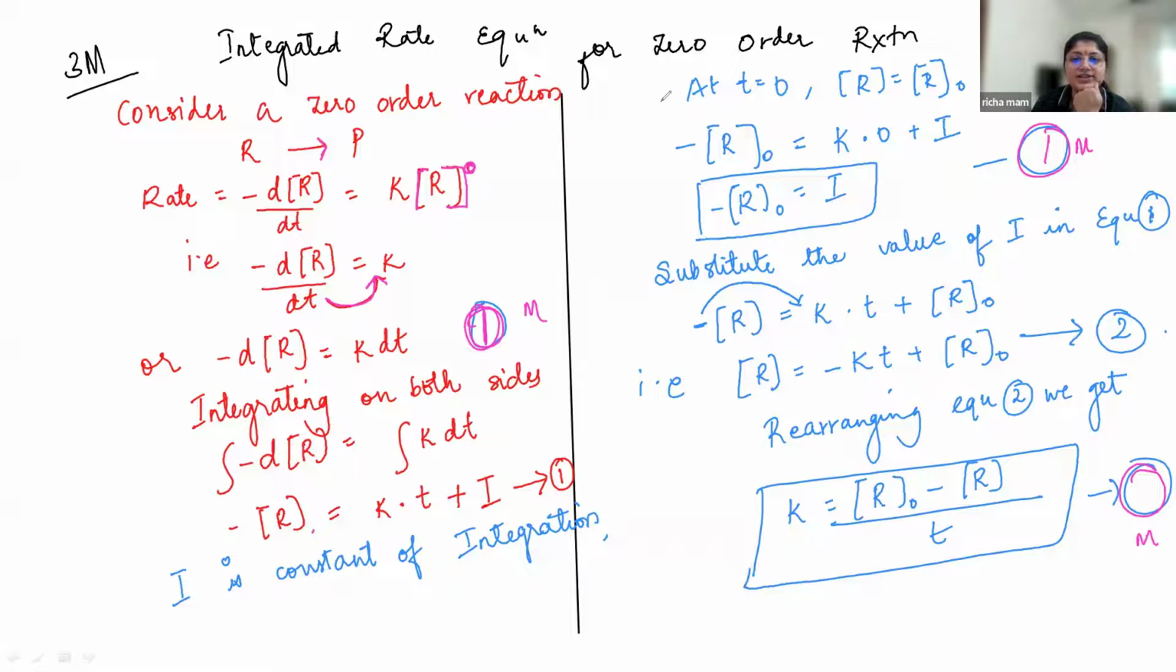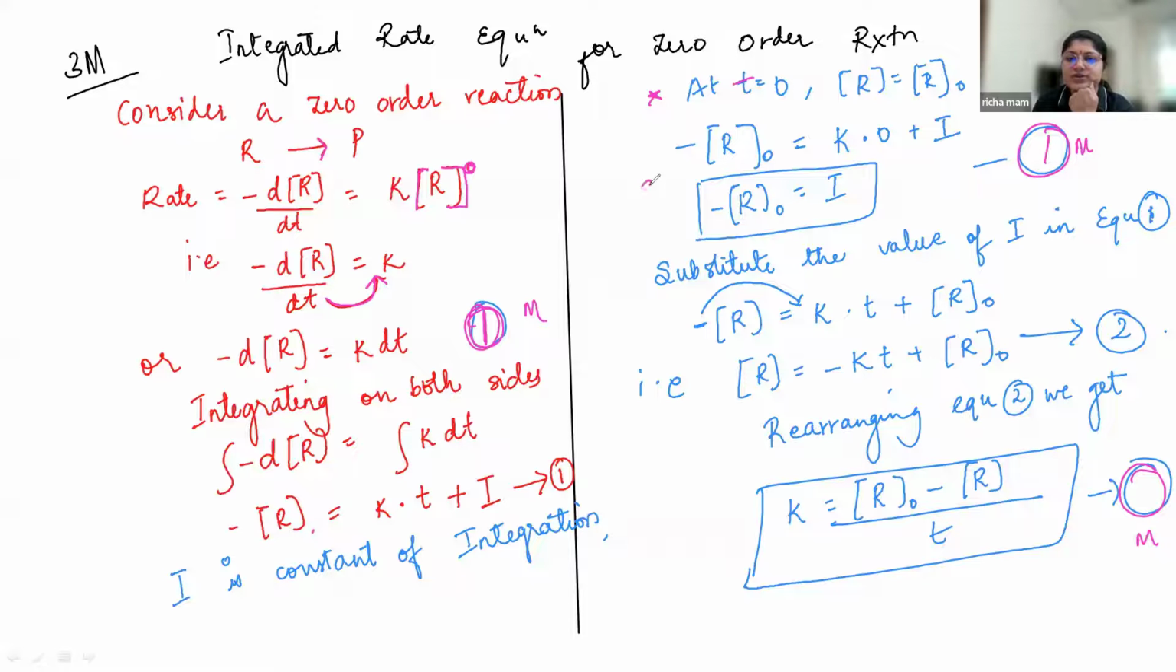So what are the initial conditions? The conditions are at T equal to 0, R will be equal to R naught. That is your initial concentration. After putting these values into equation 1, we are substituting them in equation 1. So I'll write it here.